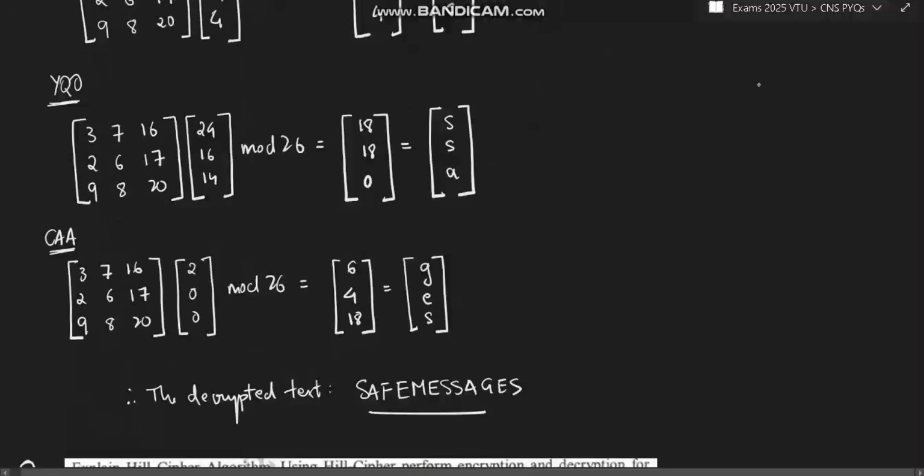It is a bit lengthy one, so if Hill cipher comes, if you're good at maths and you know you can solve it, you have that much time, then only go for it. Otherwise go for Playfair cipher, or go for any other question, because it's a bit lengthy one.